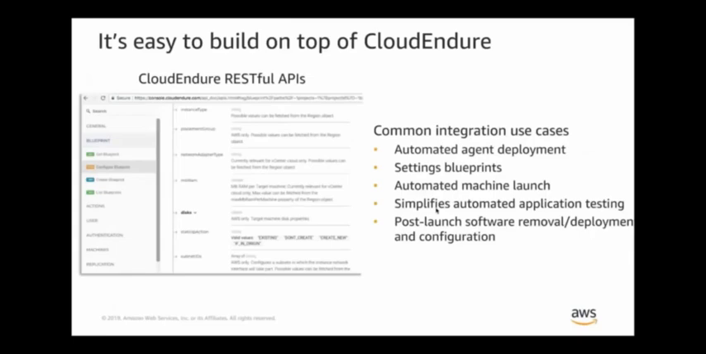What I've done is just shown you the CloudEndure console, but it's very easy to build on top of CloudEndure using our RESTful APIs. Our RESTful APIs have lots of common use cases, things such as automated agent deployment, defining those blueprints if you wish to do it through an API, automating the launch of machines as well, and also simplifying the automated application testing with the ability to perform unlimited iterative tests prior to actually cutting over.